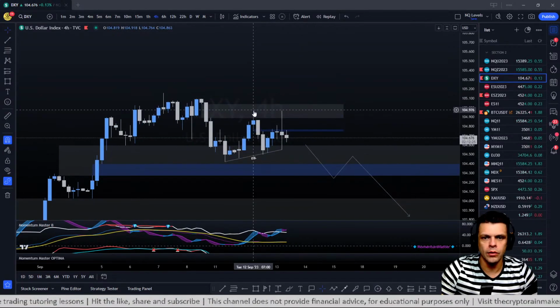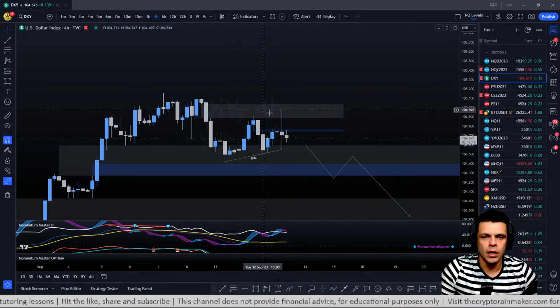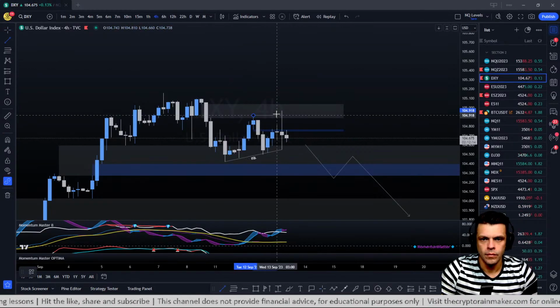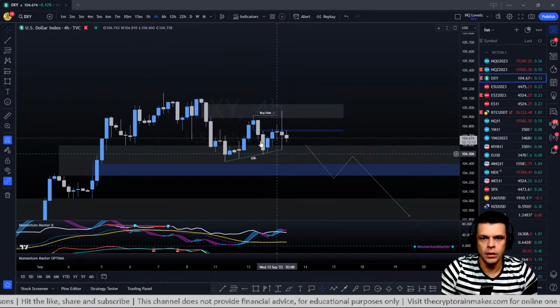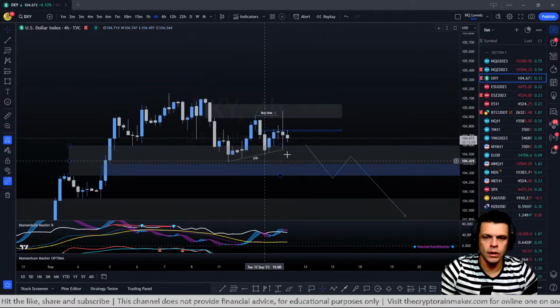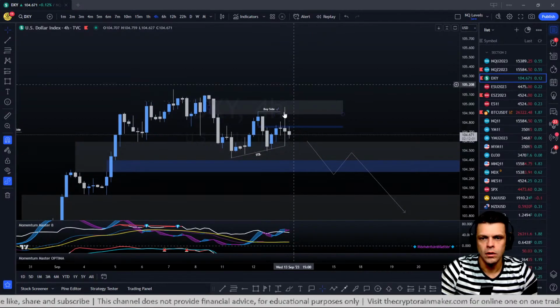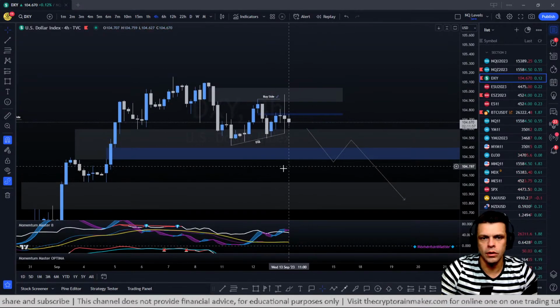And then we have a high right here in this fair value gap. So we can assume that there was buy stop liquidity above this high. So they took the buy side, and now it is likely that it will go and take the sell side liquidity and move towards this imbalance. So this is also a signal that we could expect a little bit of a retrace to the downside.